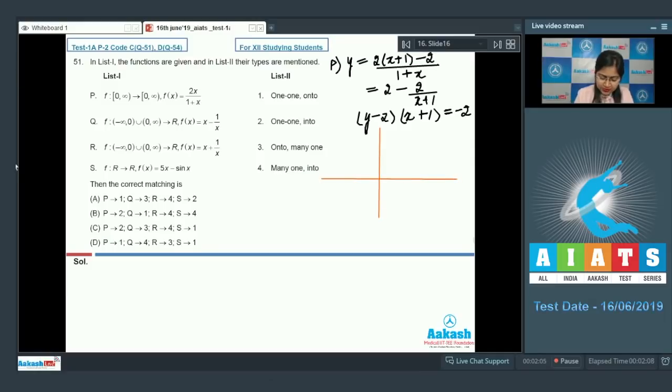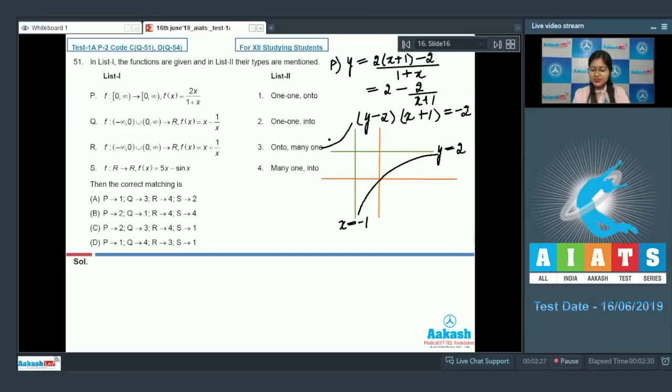then it will be like this, where this line is x equal to minus 1 and this line is y equal to 2, right? So let's write it down. This is y equal to 2 and this is x equal to minus 1, right? And it is passing through 0, 0. So it will be like this, right?